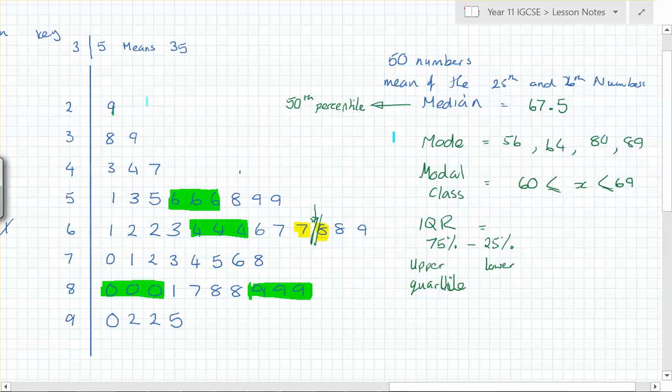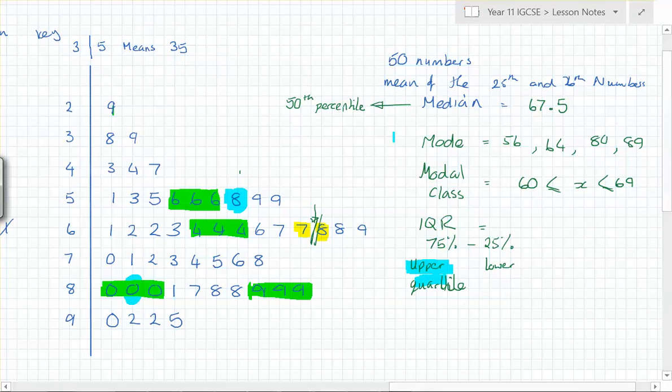So 1, 2, 3, 4, 5, 6, 7, 8, 9, 10, 11, 12, 13. So the lower quartile is 58. Now just to check, 1, 2, 3, 4, 5, 6, 7, 8, 9, 10, 11, 12, 13th, and then 12 on the other side. So we've got it right. And the same from the other end, 1, 2, 3, 4, 5, 6, 7, 8, 9, 10, 11, 12, 13 here.